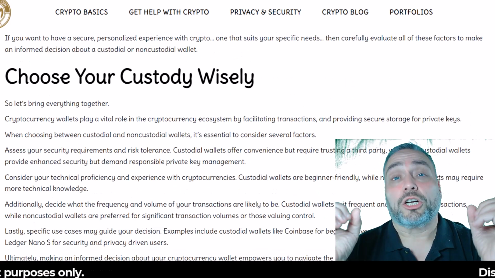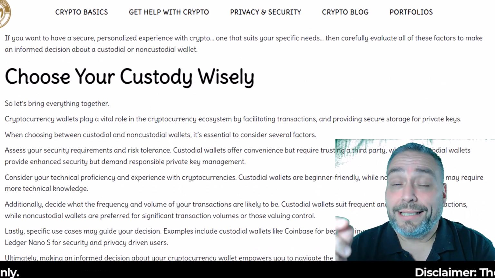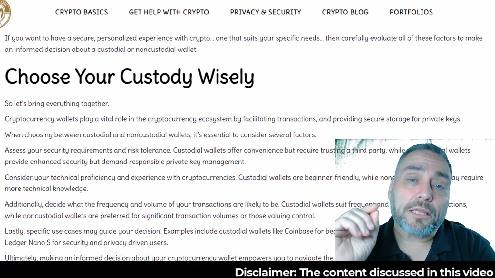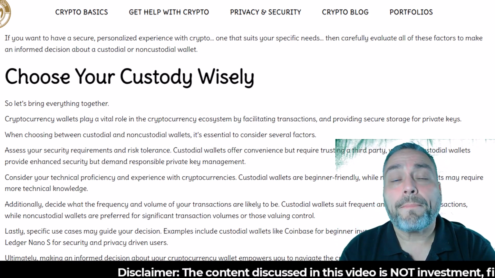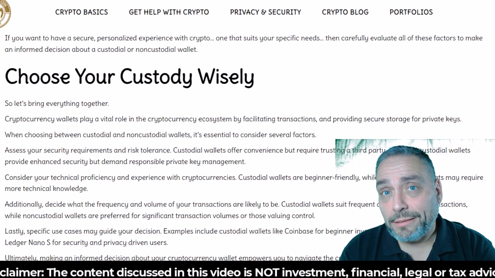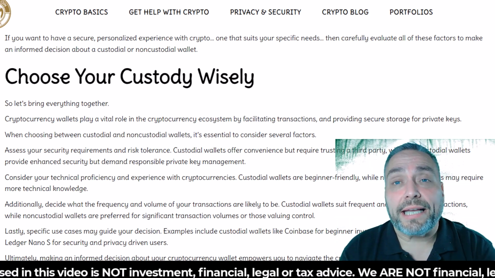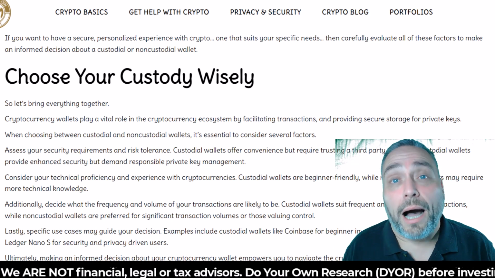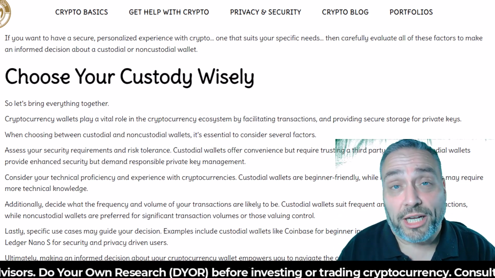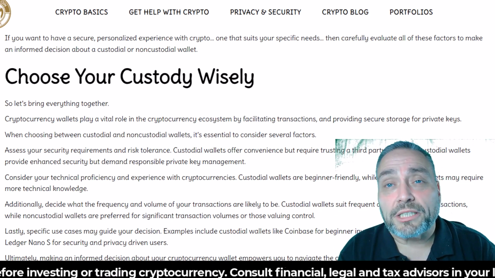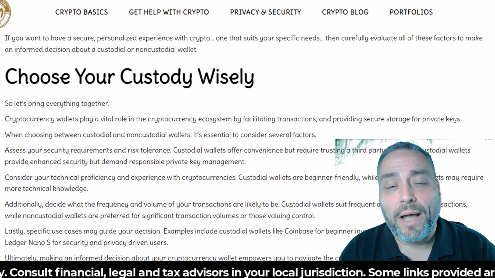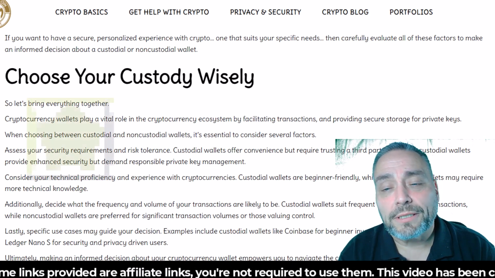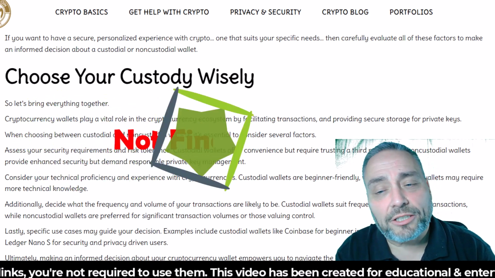So let's recap. A custodial wallet is a wallet that has a third-party provider controlling the private keys to your cryptocurrency. A non-custodial wallet is a self-custody option where you control your private keys. I am going to heavily suggest that you put yourself in a position that you control your crypto assets in a non-custodial wallet option.